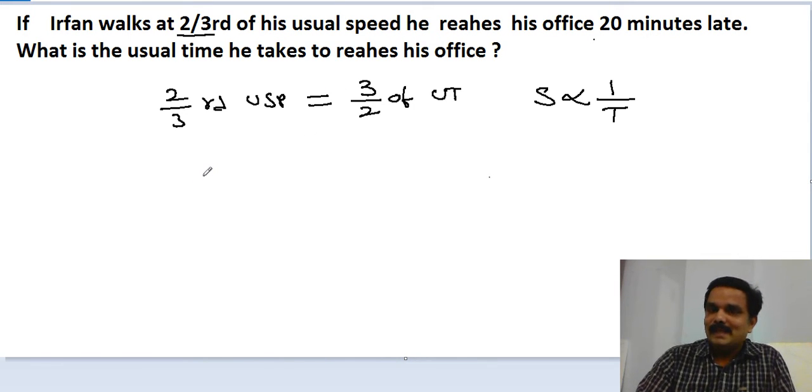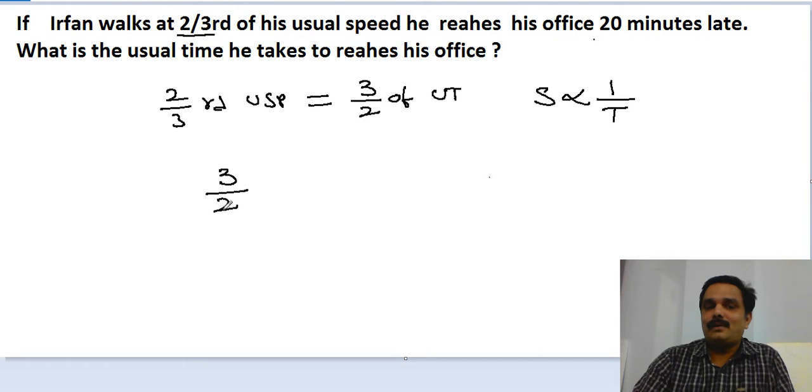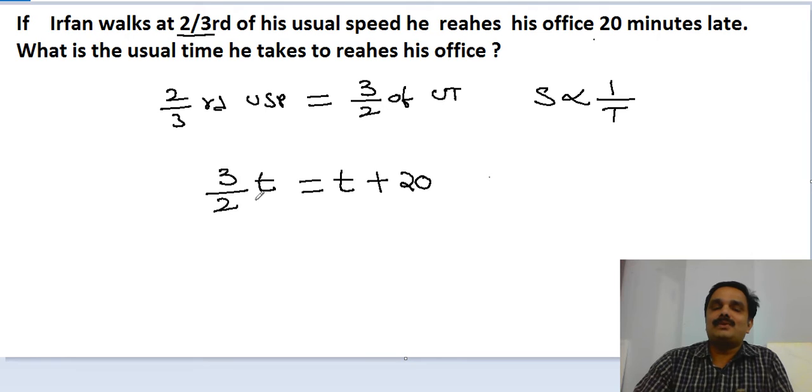Now very clearly I can find out this one. Now in this question, 3 by 2 of his usual time, the fraction is more than 1. Observe that one. 3 by 2 of his usual time, I'm taking it as T. 3 by 2 of his usual time must be equal to, in this question, usual time plus 20 minutes, right? Because 3 by 2 of his usual time, more than usual time, should be usual time plus 20 minutes there. Now this is usual time. All right, now this is 3 by 2 of usual time. Very clearly solve this equation.